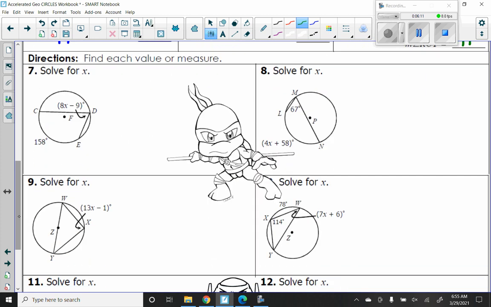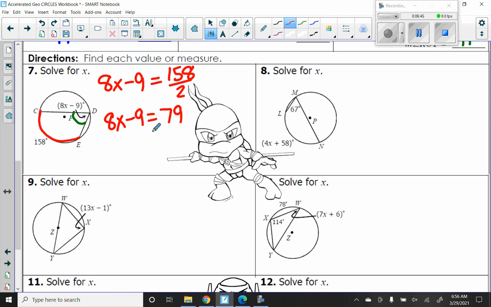The algebra portion, okay, I'm not going to solve it for you. I'm just going to show you how to set it up. The angle is always half of the arc. So I can say the angle equals 158 divided by 2. So 158 divided by 2, 8x minus 9 equals 79. Add the 9, divide by 8, and you would be done there. You would get x equals 11 on that one.